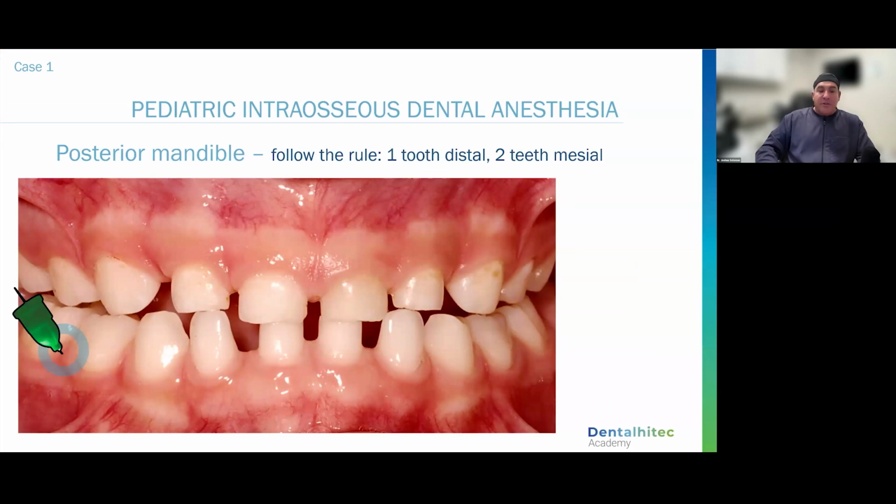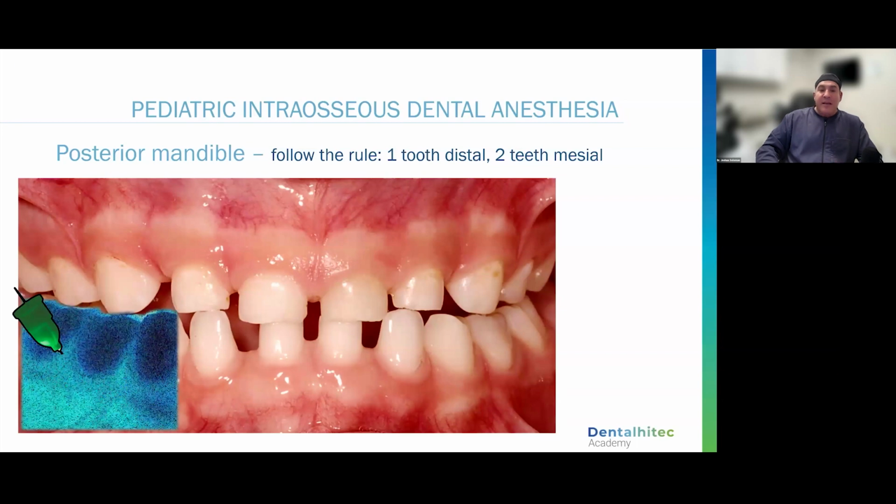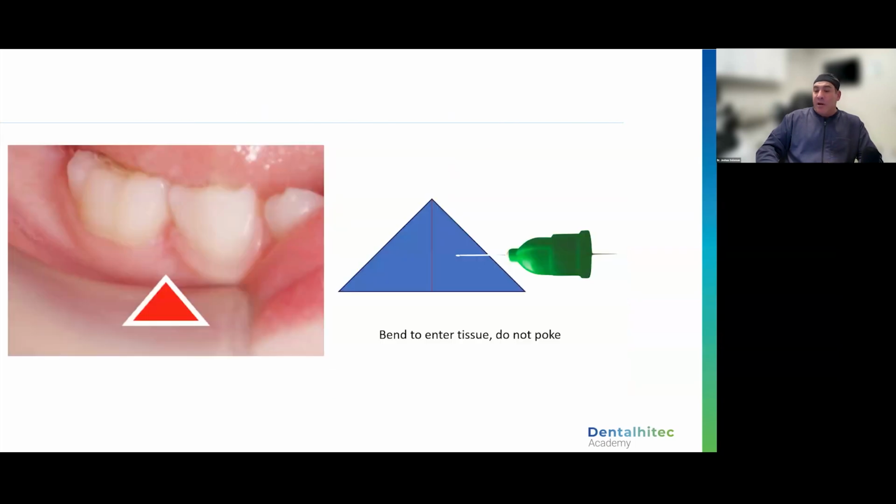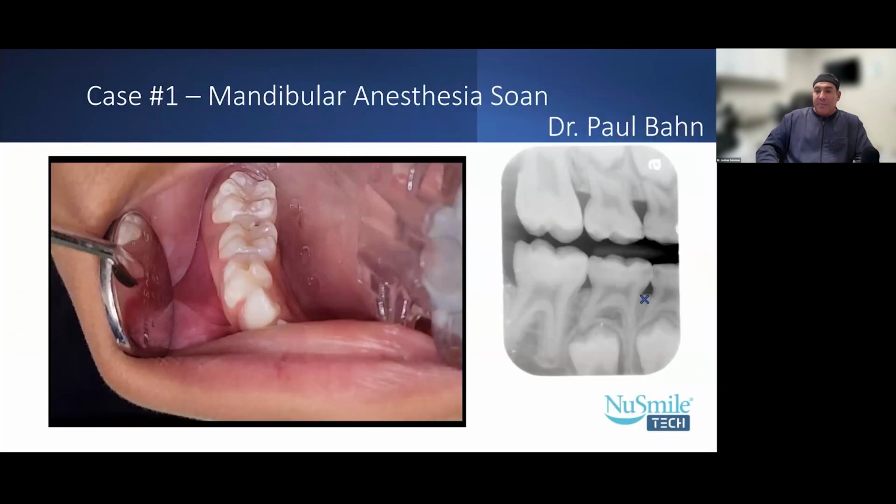I would encourage all of you to start on the lower right. That's where most of us start if you're right-handed. Again, 1 tooth distal, 2 teeth mesial. We talked about getting into that papillary triangle and starting just slightly lateral.